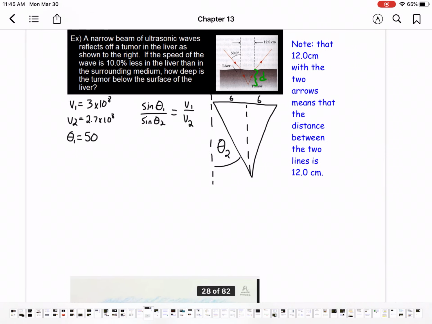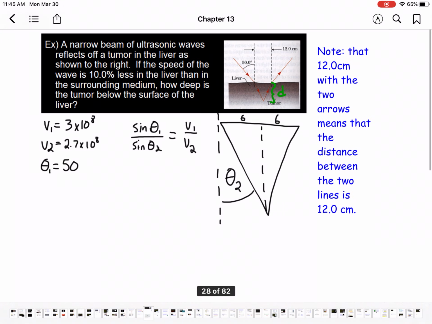So now we can get into a little bit more of a practical, realistic thing. A narrow beam of ultrasonic waves reflects off a tumor in the liver, as shown to the right. The speed of the wave is 10% less in the liver than it is in the surrounding medium. How deep is the tumor below the surface of the liver?